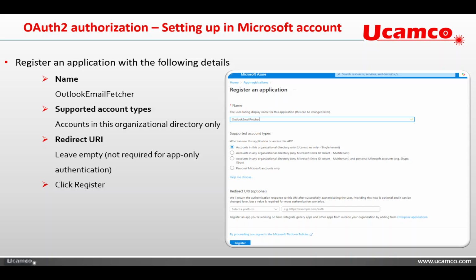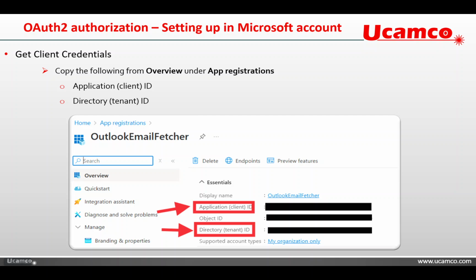So if we stick to this sample, Outlook Email Fetcher is going to be the name of the application that we're going to create. One of the things that will be asked on this page is the supported account types. There you go for accounts in this organizational directory only. You can leave the redirect URI empty, not relevant for this case. At the bottom of this page, you click register. So this will have registered your application called Outlook Email Fetcher.